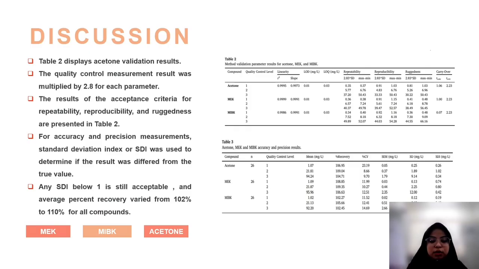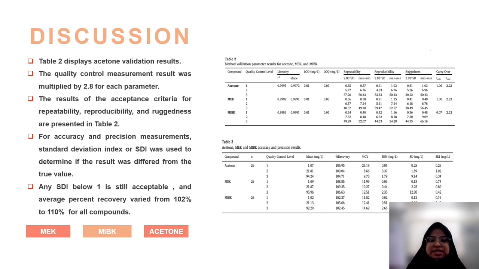My name is Kamalia binti Abdul Aziz and I will continue the discussion part. So from Table 2, it displayed acetone validation results. The quality control measurement result was multiplied by 2.8 for each parameter. This factor indicates 95% of findings are within 1.96 standard deviations of the mean. If maximum and minimum quality control readings are less than standard deviation multiplied by 2.8, the limit is acceptable.